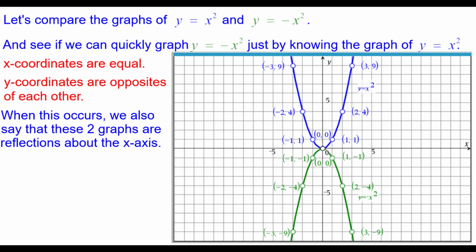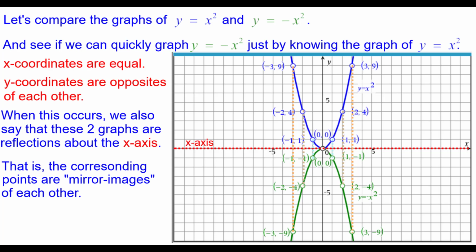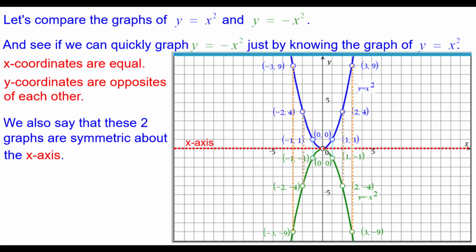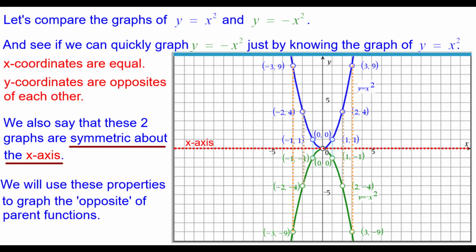When this occurs, we also say that these two graphs are reflections about the x-axis. So here's the x-axis here in dotted red. And you can see these curves are reflections, meaning they're like mirror images of each other, using the x-axis as the mirror. We also say that these two graphs are symmetric about the x-axis. That's another way of phrasing this. And we're going to use these properties to graph the opposite of other parent functions.